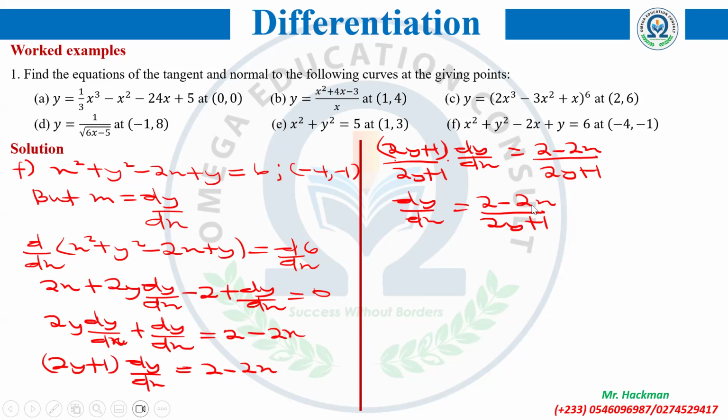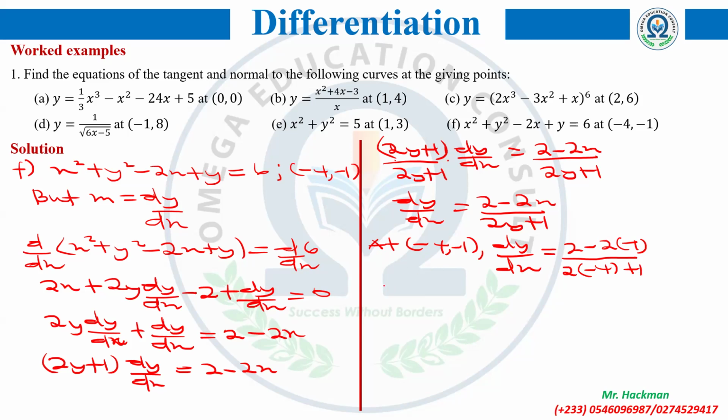So now at this point, what do we do? All that we need to do, like I said, is substitute the x coordinates and the y coordinates at that point. So at the point minus 4, minus 1, my dy dx will be equal to 2 minus 2 into x, which is minus 1, over 2 into y, which is minus 4, then plus 1.